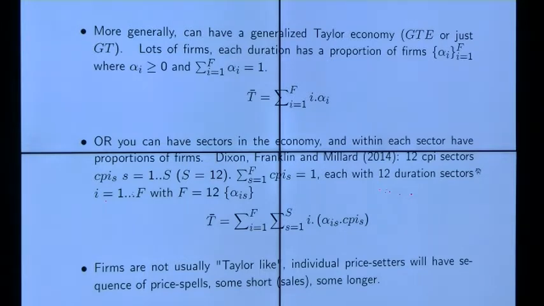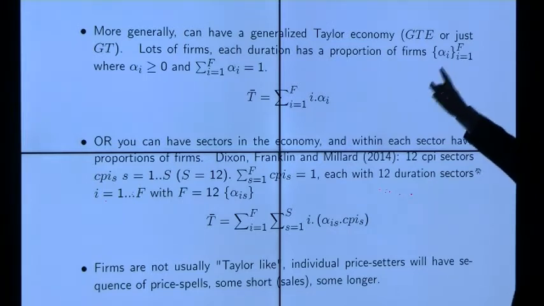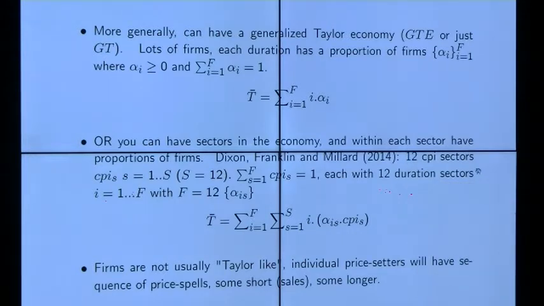You can generalize this a little bit, and there's something which is called a generalized Taylor economy, where there are lots of firms, and rather than assuming one firm sets it for 1 month, another firm for 2 months, we assume there's a distribution. These are proportions which are strictly positive and add up to 1. So 10% of firms maybe set prices every month, 5% set them every 2 months, and so on and so forth. Those proportions are given by the alpha i. The alpha i sum up to 1.